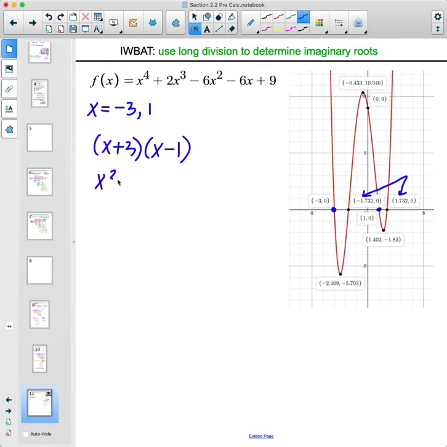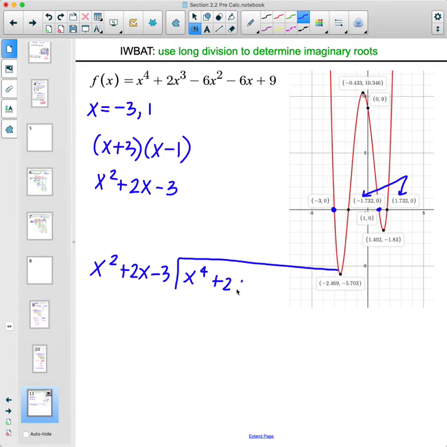So I'm going to multiply these out first. x squared, negative x and 3x is plus 2x, and then 3 and negative 1 is negative 3. So we're going to divide that into our original polynomial, which is x to the 4th plus 2x cubed minus 6x squared minus 6x plus 9. So do long division. We're going to do x squared, because x squared times x squared is x to the 4th. x squared times 2x is 2x cubed. x squared times negative 3 is negative 3x squared.